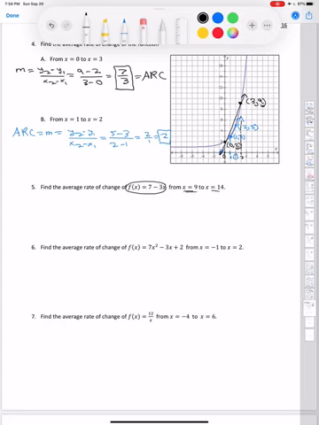So from x equal 9 to x equal 14, we're going to find the average rate of change. So ARC is our slope. Now to find our y values, we're going to find f of 14 minus f of 9. Those will be the y values divided by the change in the x coordinates.